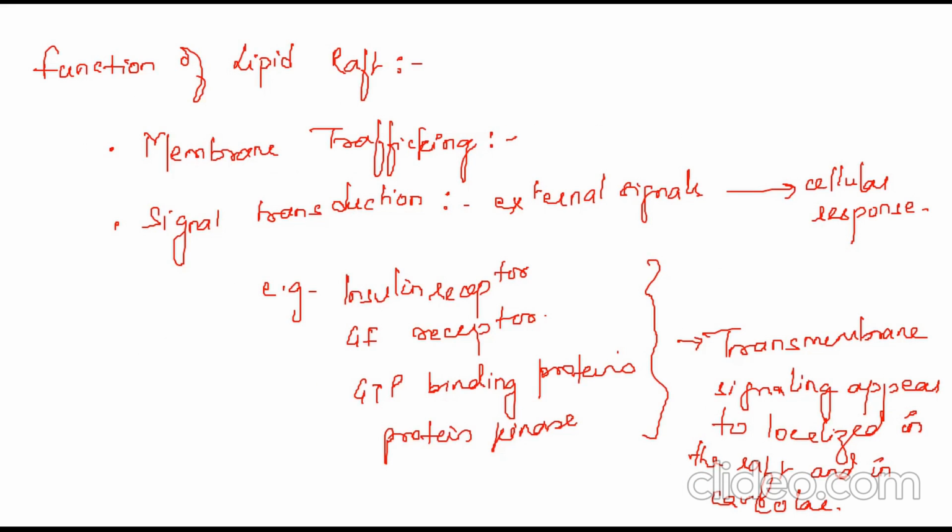And the function of lipid rafts is that they help in membrane trafficking and in signal transduction, that is, they help external signals turn into cellular response. Receptors like insulin receptor, growth factor receptor, GTP binding proteins, and protein kinase help in transmembrane signaling, and they appear to be localized in the raft and in caveoli. So that's it for lipid raft. Thank you.